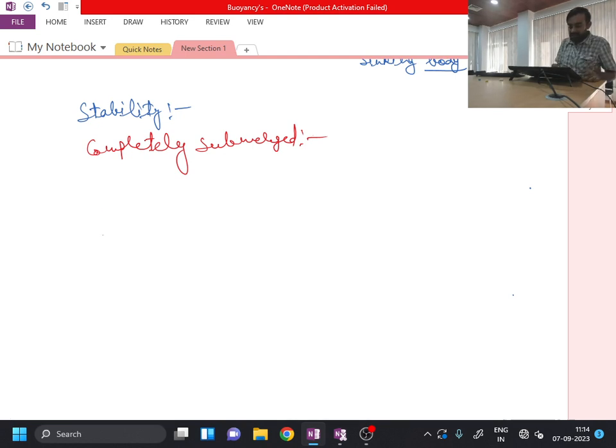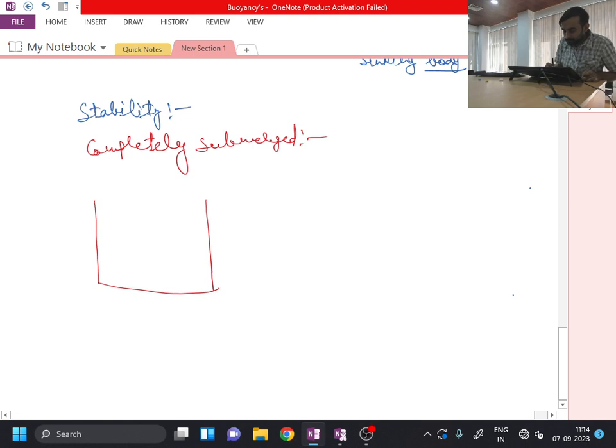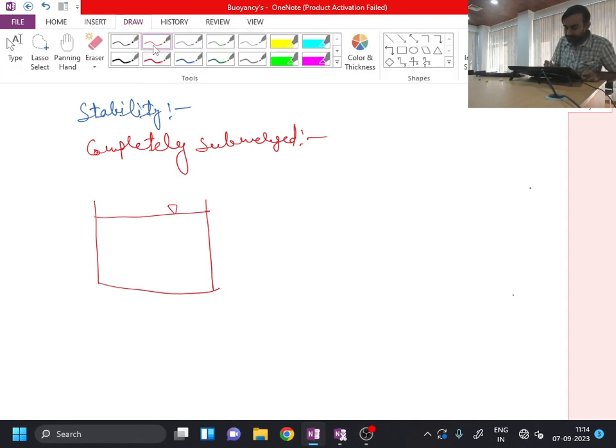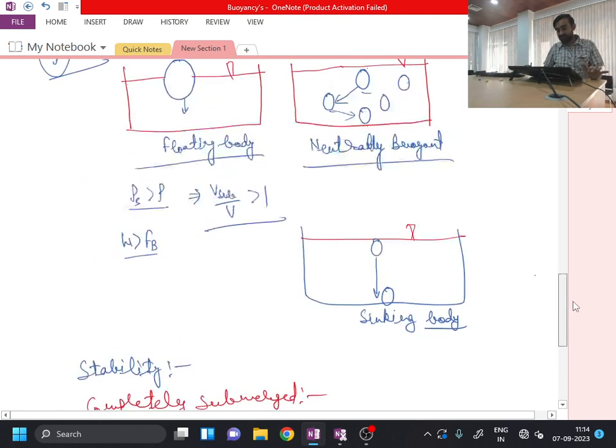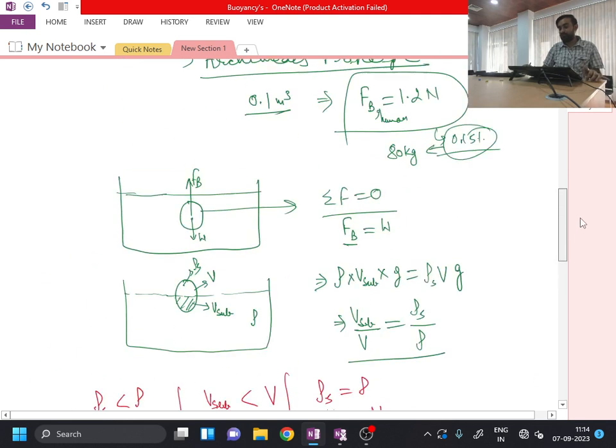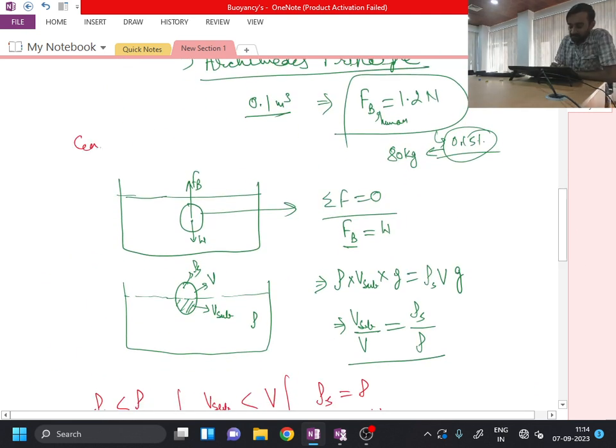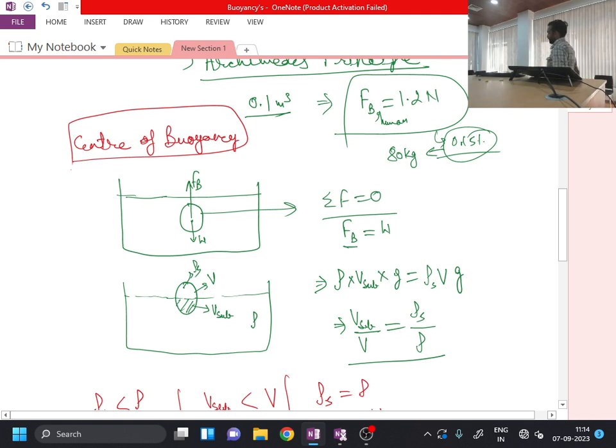Say I have a completely submerged object, and this is my free surface. Before discussing this concept of stability, I must discuss another important point, which is called the center of buoyancy. So what is center of buoyancy? The way we defined center of pressure: the center of pressure was the point on the submerged body where the line of action of the resultant force is actually acting.